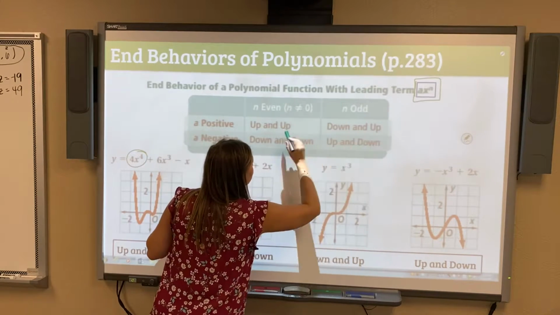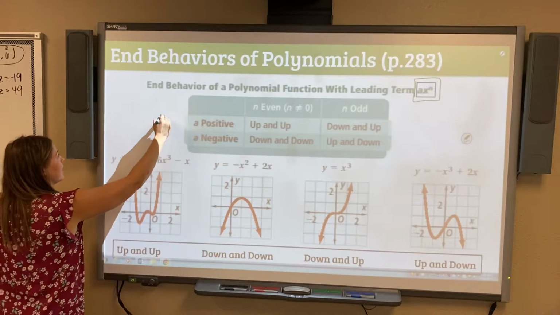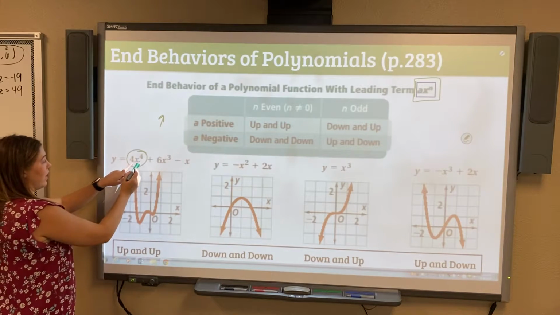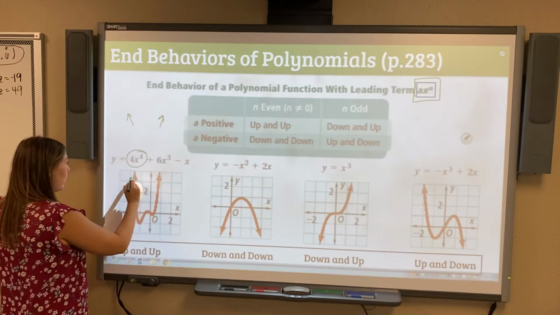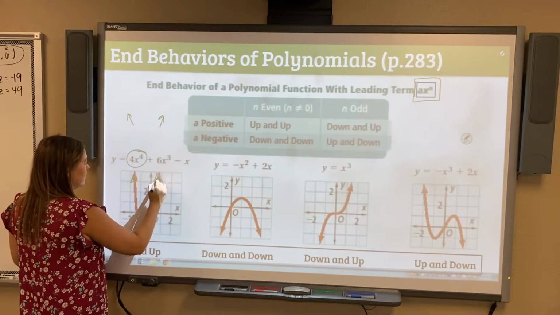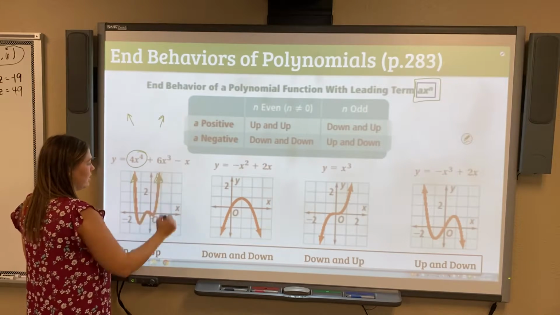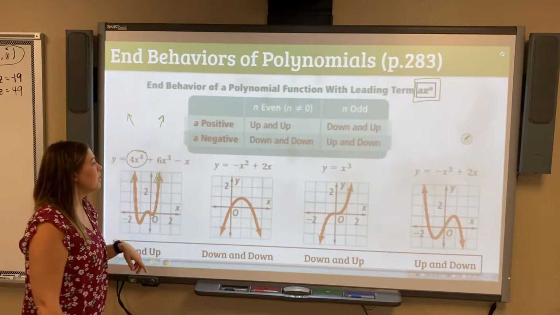So notice that these are the same. So that means we know it's going to end up. Okay, since 4 is an even number, they start and end the same. So that's why it ends up and up.